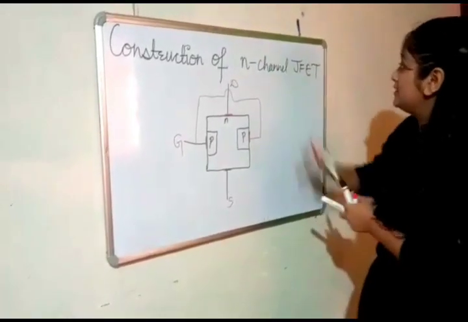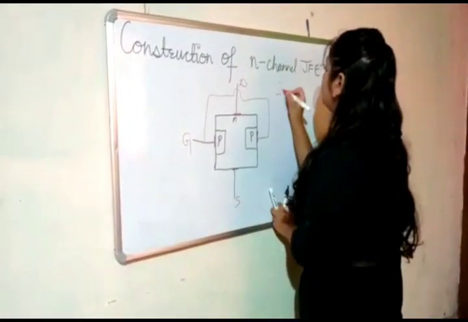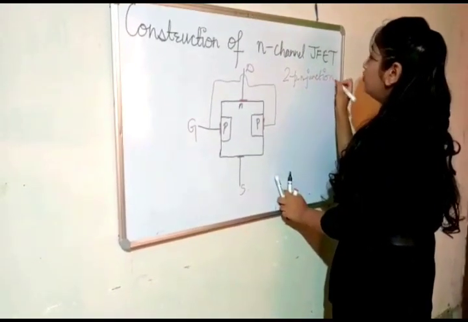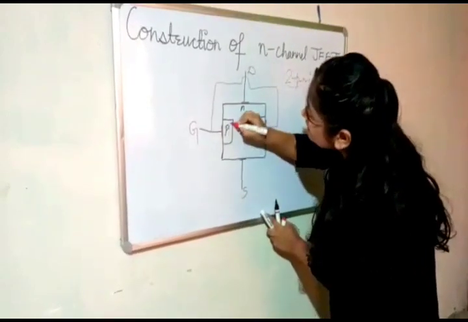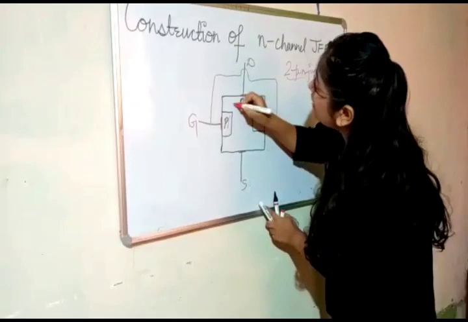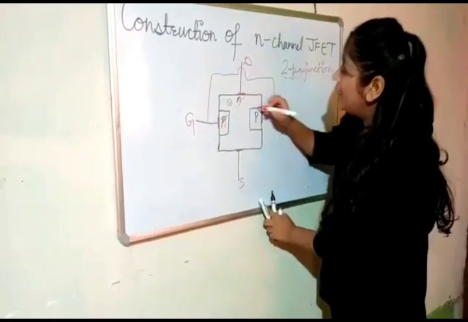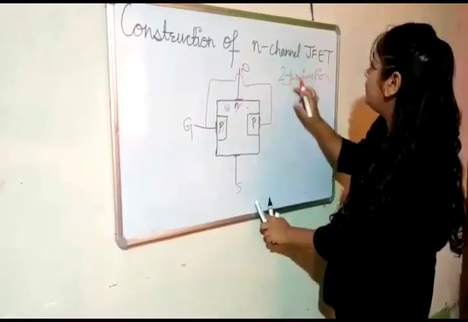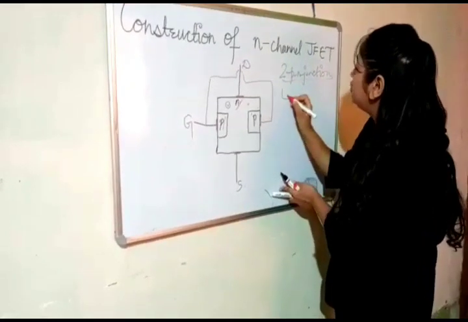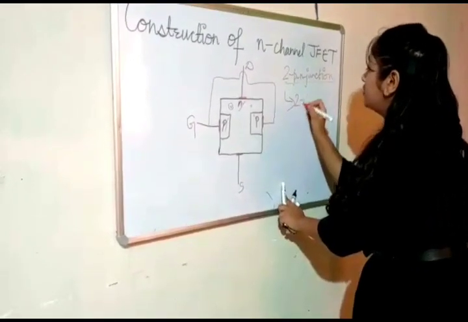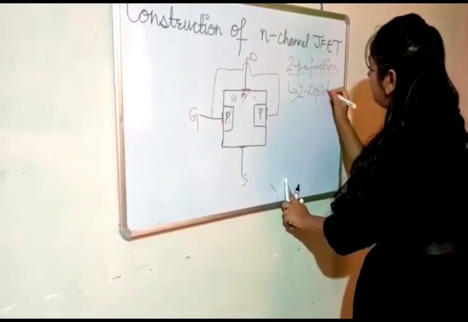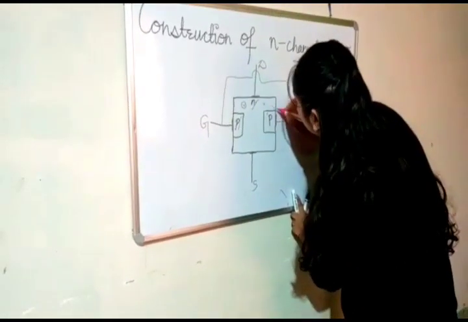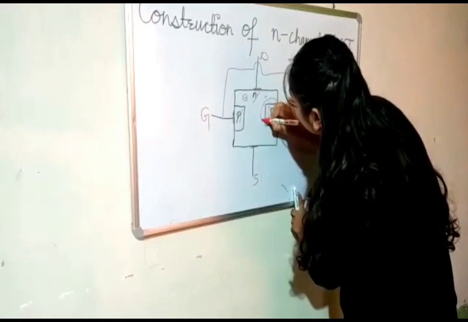In N-channel JFET, there are 2 PN junctions. The first PN junction is this P and this N, and this P and this N form the second PN junction. So there are 2 PN junctions and these 2 PN junctions form 2 depletion layers. We will find 2 depletion layers over here.